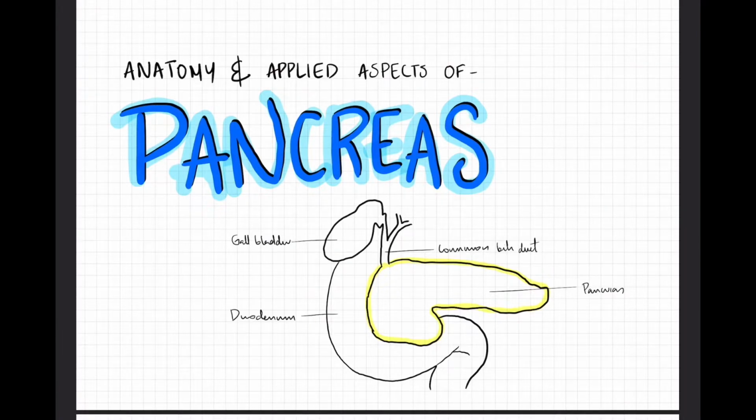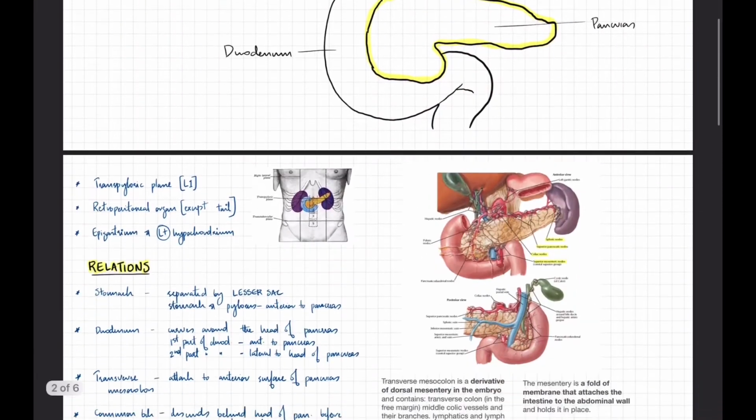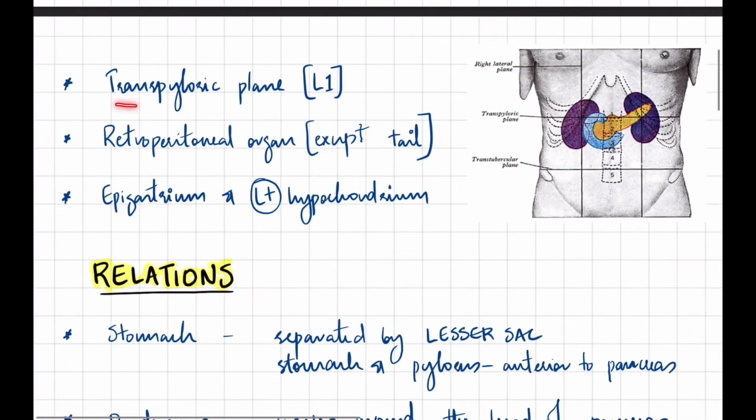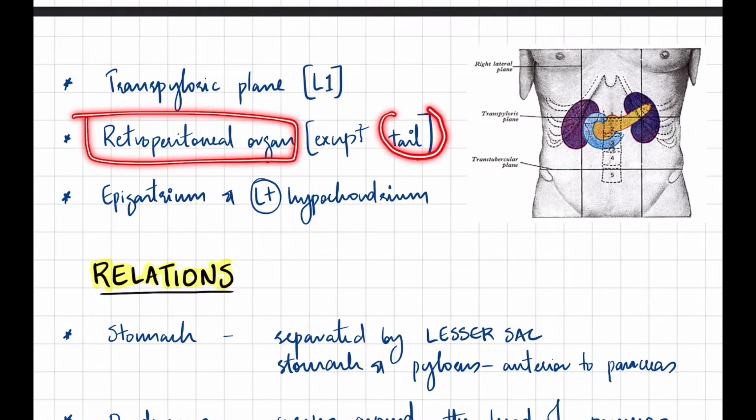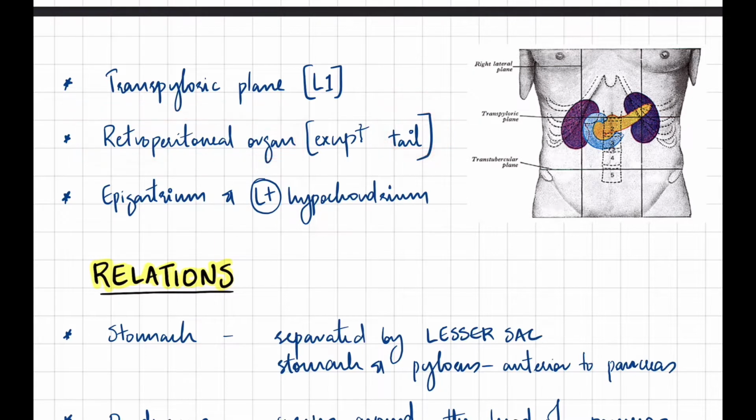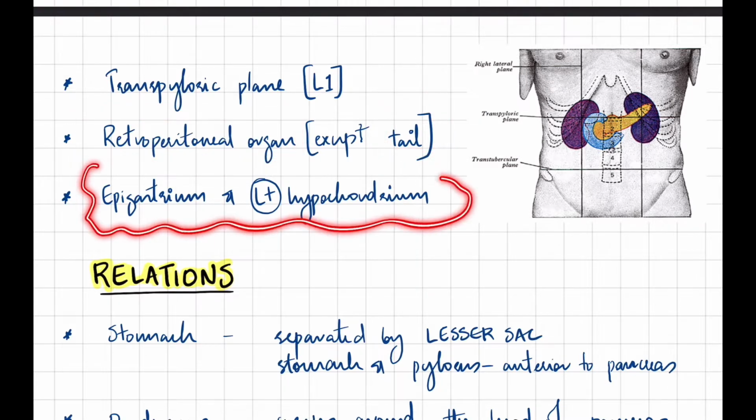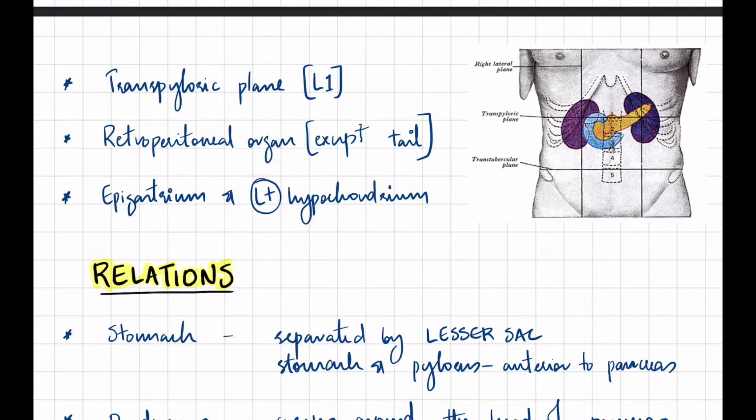The session is on pancreas. Let's jump right in. Pancreas is present in the transpyloric plane at the level of L1 vertebra. It is a retroperitoneal organ except for the tail part of it, which is present intraperitoneally. In the abdomen, it is present in the epigastrium and left hypochondrium regions.